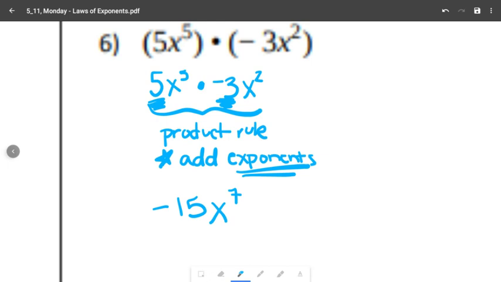So I consolidated down to 1x. I do not have multiples anymore, so I'm done simplifying. My exponent is positive. The negative 15 is not an exponent, so it just stays a negative 15. We're looking at the exponents. They have to be positive, so the 7 is, so we are done.